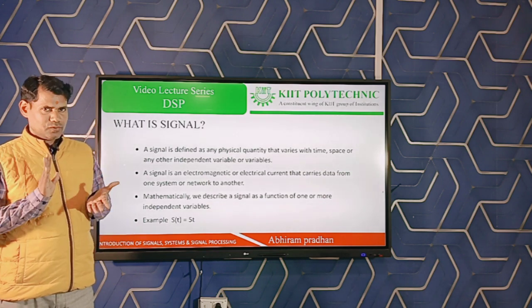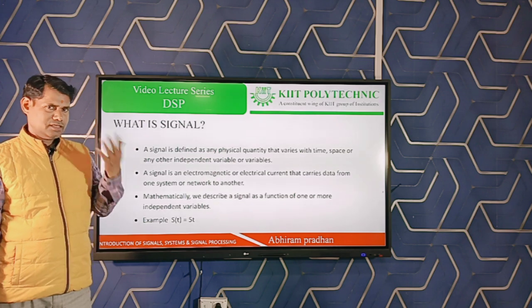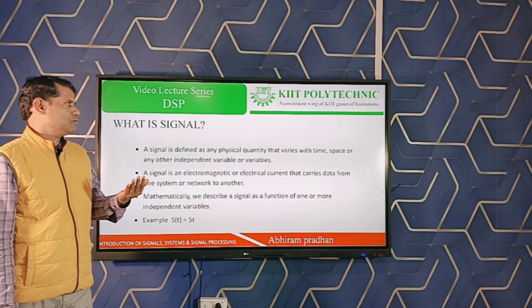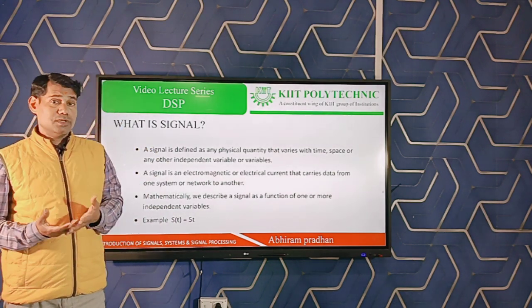Suppose I am clapping, that's a signal. Suppose I am waving a hand, that is a signal. So anything which varies with respect to time, space and other independent variables, and gives some information to you.